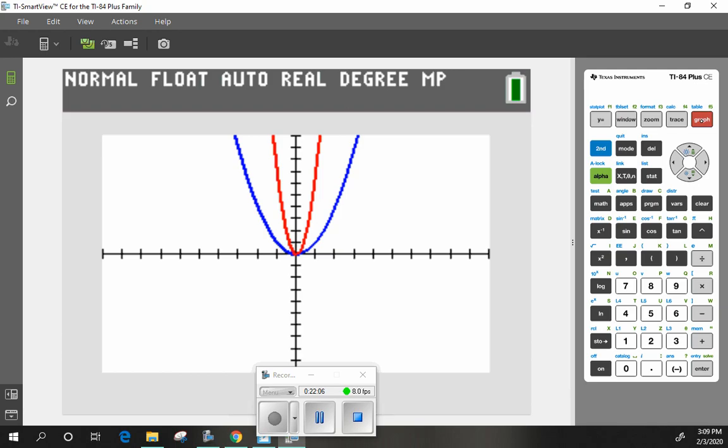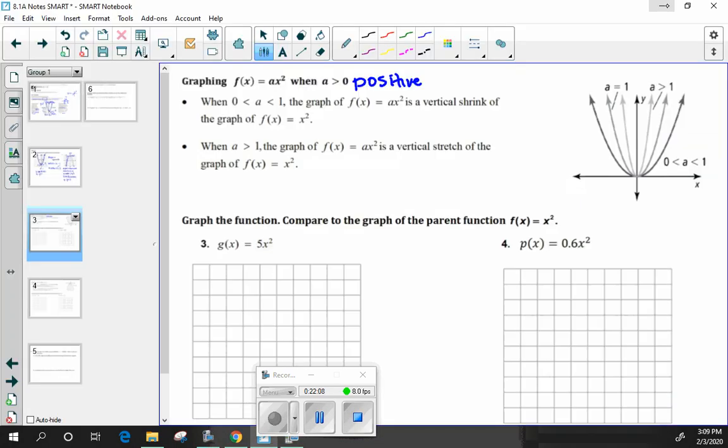Okay, so the moral of that is that that's the effect that that leading coefficient has. When a is positive, if you have an a value that is a decimal or a fraction between 0 and 1, then we call this a vertical shrink, that wider graph. We call it a vertical shrink.